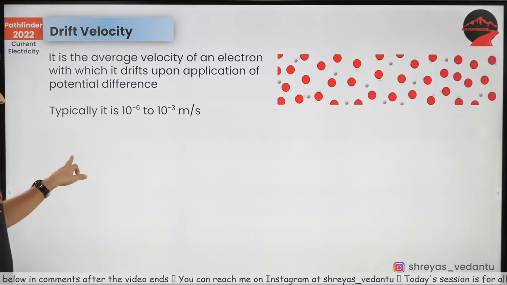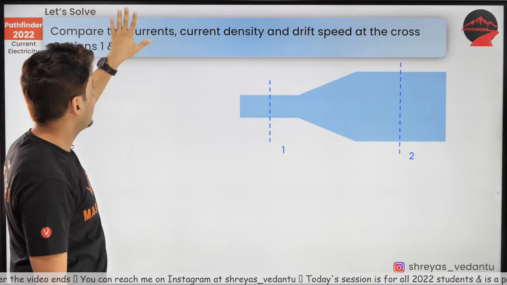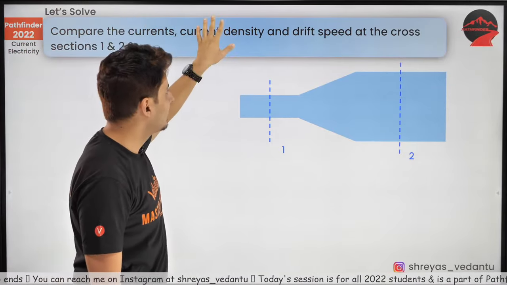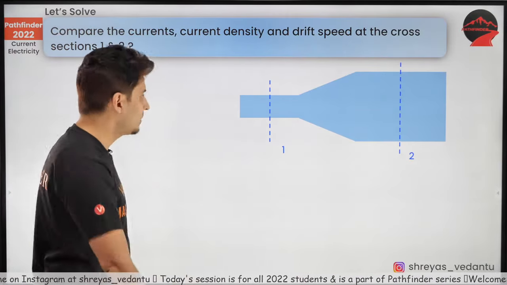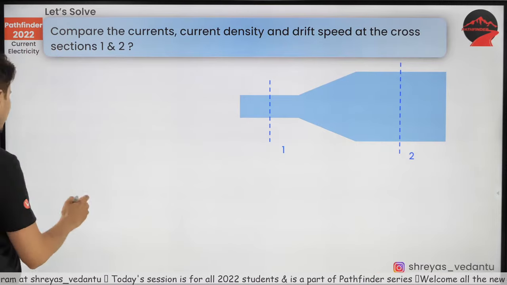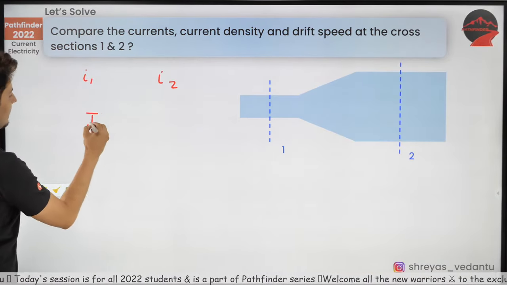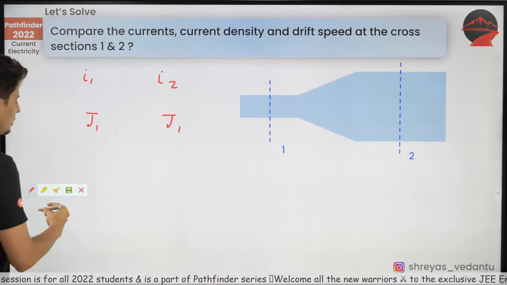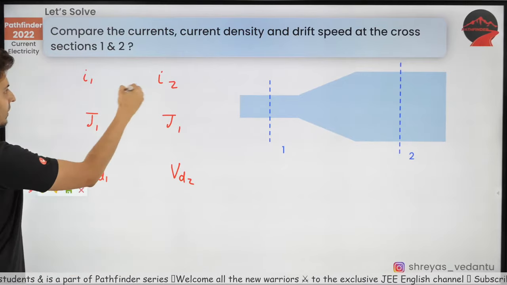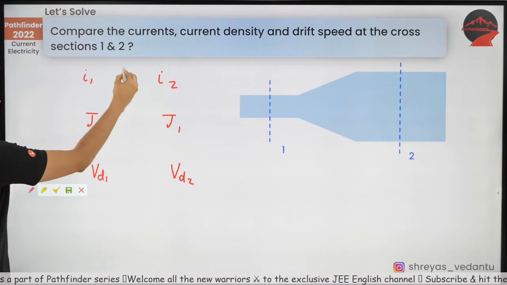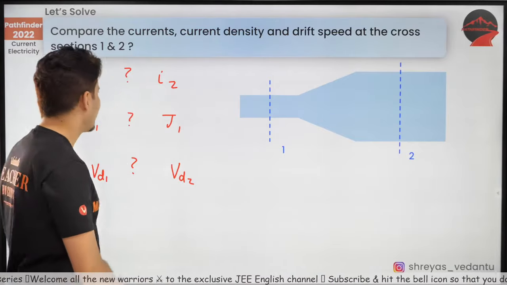Okay, cool. So having said that, let's see whether you can solve this question. Compare the currents, current density, and the drift speed at this section and at this section. Let's see how many of you can do this. Compare the current at I1, I2. Compare the current density at J1, J2. And compare the drift speed at 1 and the drift speed at 2. More than, less than, equal to. What symbols are you going to put over here? Think about it.